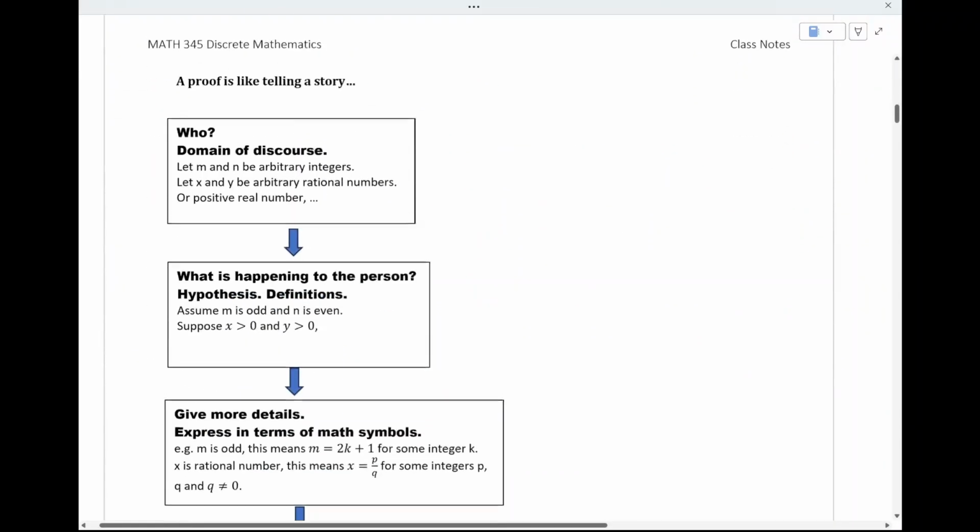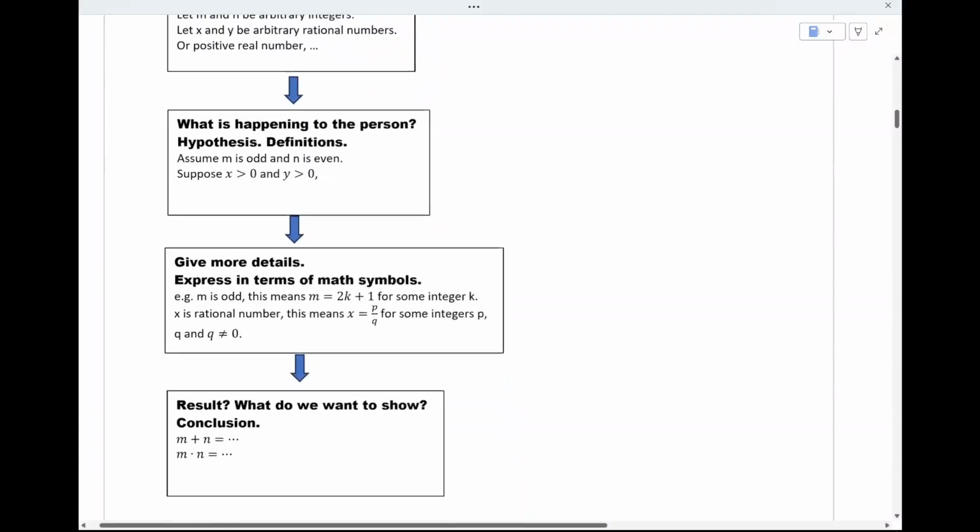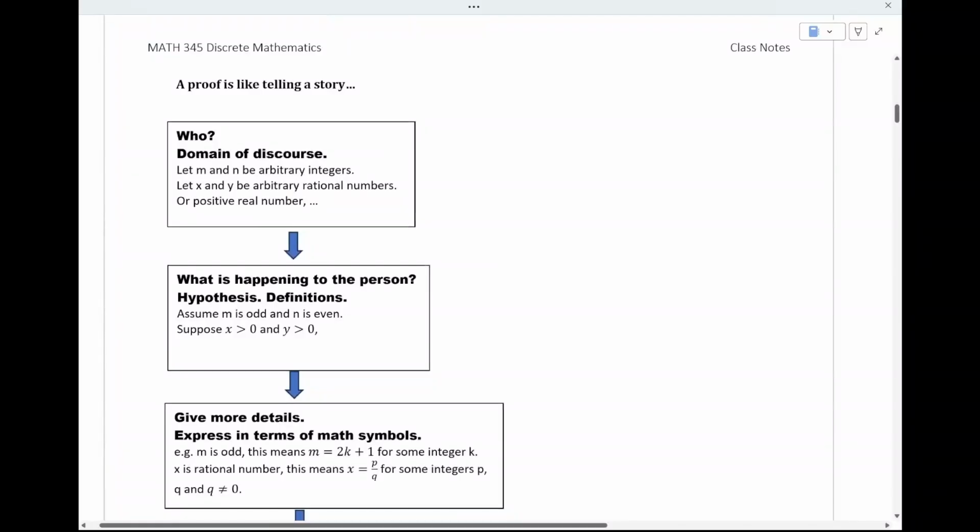All right. Many students find proofs to be daunting, find them to be quite difficult. And I'm hoping to make them a little bit more accessible. So here's my attempt at doing that. Writing a proof is like telling a story. When you tell a good story, you want to talk about who's the story about, what is happening to that person, give some more plot details, and then in the end, come up with a satisfying conclusion to the story. That's kind of like what we're doing when we're writing a proof.